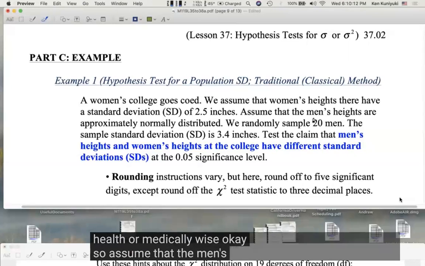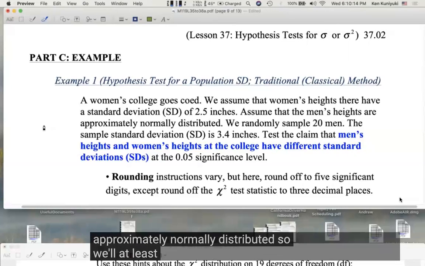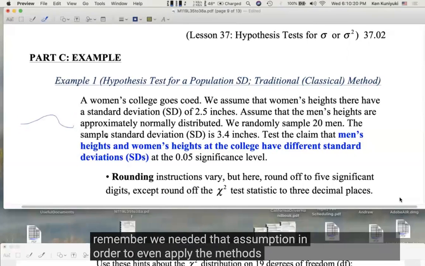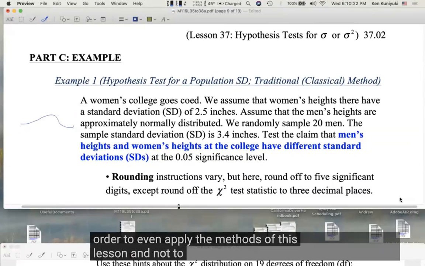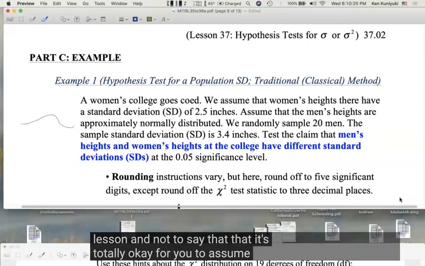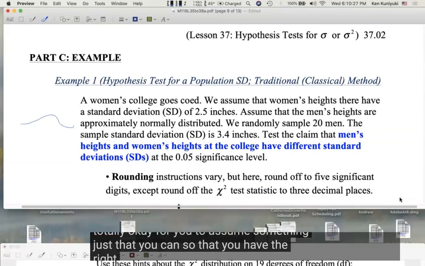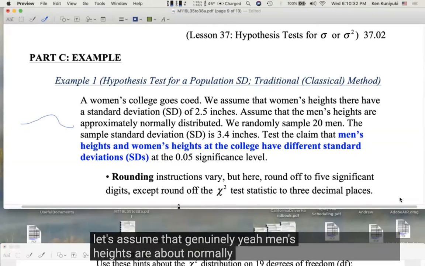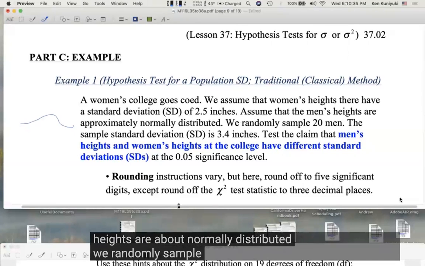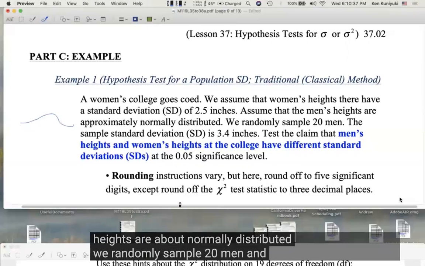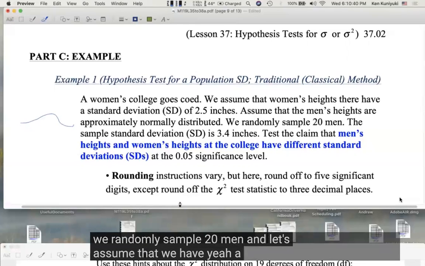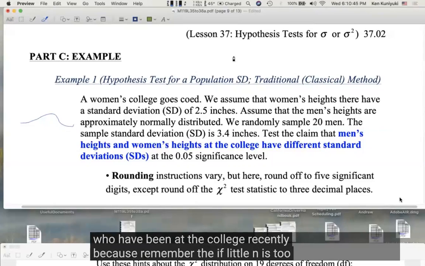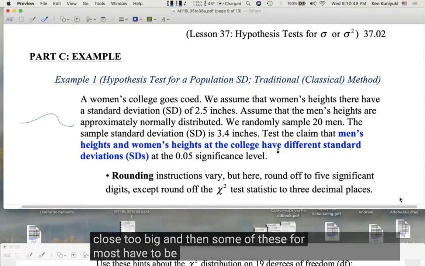Okay, so assume that the men's heights are approximately normally distributed. So we'll at least make that assumption. And remember, we needed that assumption in order to even apply the methods of this lesson. And not to say that it's totally okay for you to assume something just so that you have the right to use a certain procedure. But let's assume that genuinely, yeah, men's heights are about normally distributed. We randomly sample 20 men. And let's assume that we have a lot of men who have been at the college recently. Because remember, if little n is too close to big N, then some of these formulas have to be adjusted.